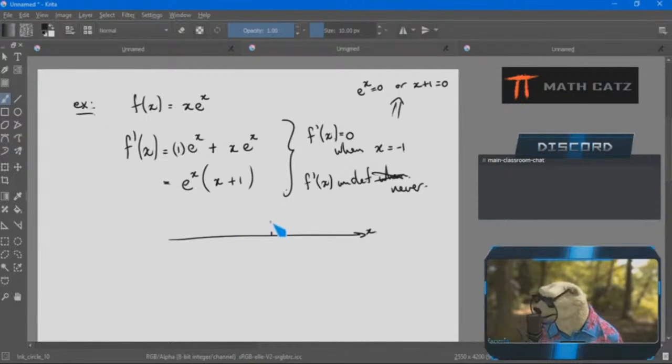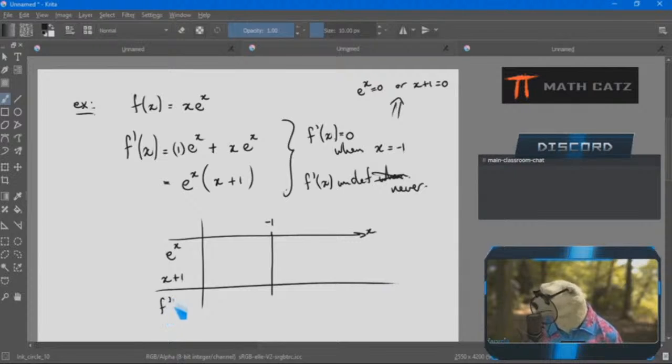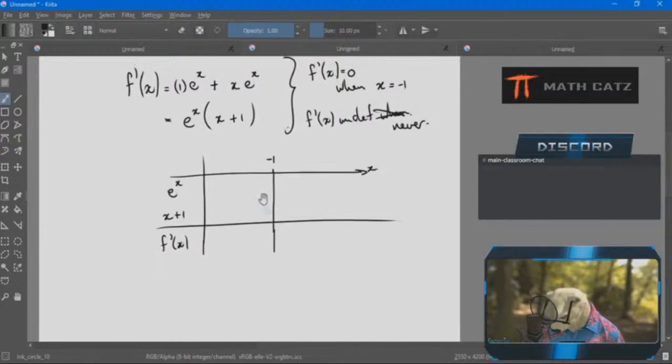I don't know why my line is so long, because only negative 1 is a point of interest here. So everything I list, e to the x, x plus 1, and they together give me the derivative. It has to be multiplication or division. I could not have taken the top, which had 2 terms. Okay, e to the x, again, I read it off my graph. It's always positive. X plus 1 is 0 when x is negative 1. It's in multiplication, going to make the derivative 0.